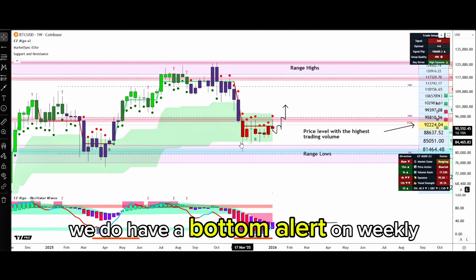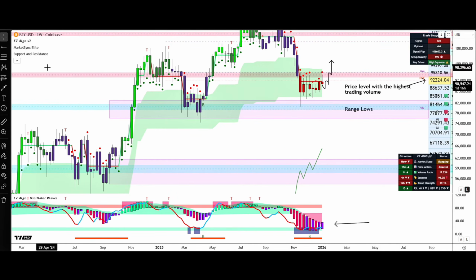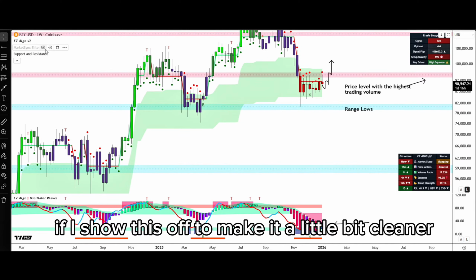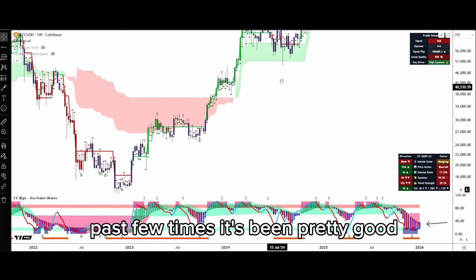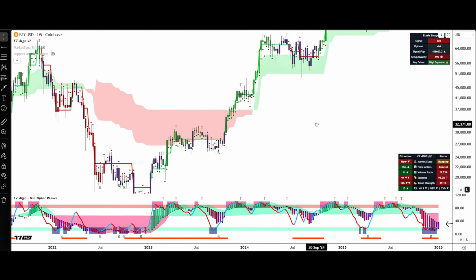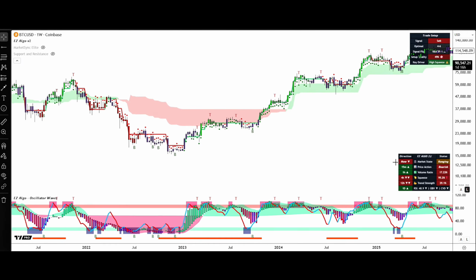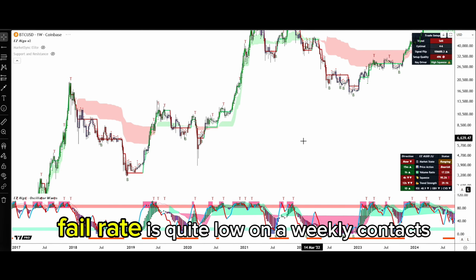We do have a bottom alert on weekly. And if I shut this off to make it a little bit cleaner, the past 3 times it's been pretty good. Fail rate is quite low on a weekly context.